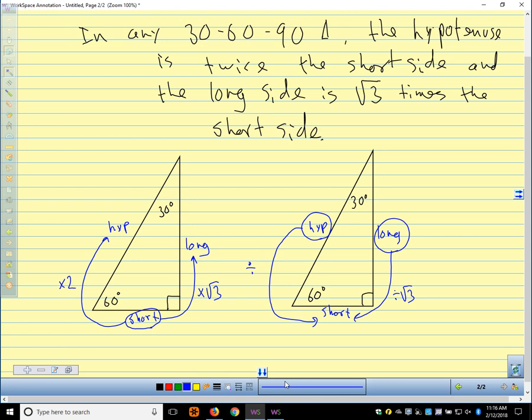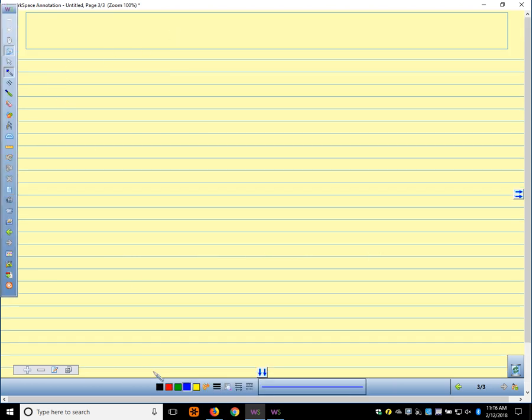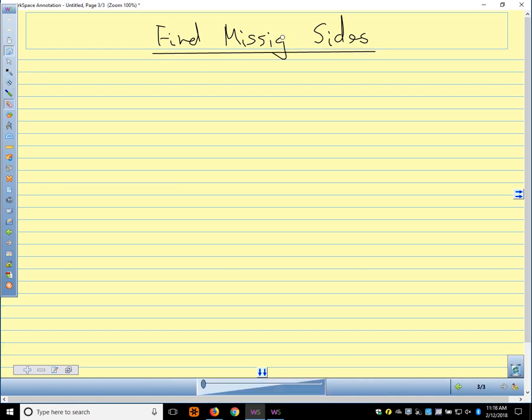All right, I just want to look at some examples, and then we'll be done. So on all of these examples, we want to find the missing sides.